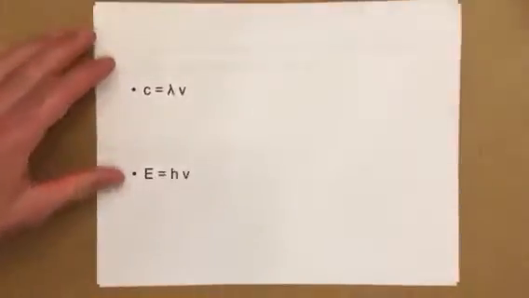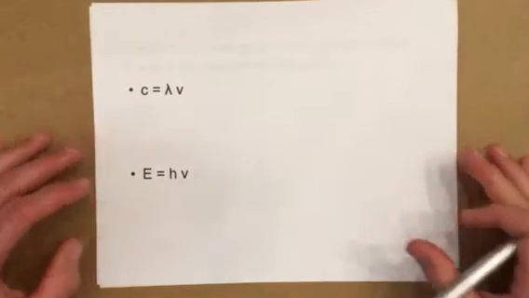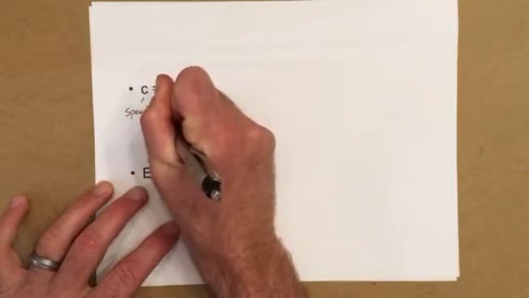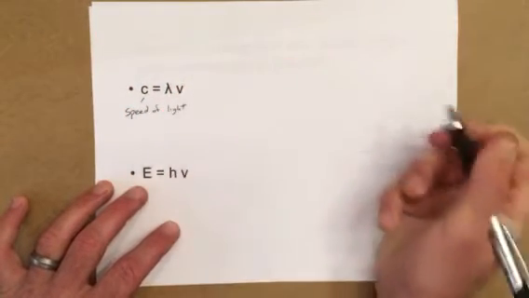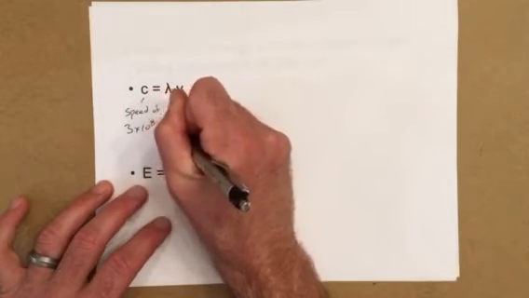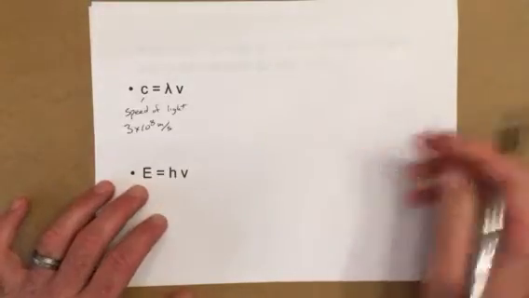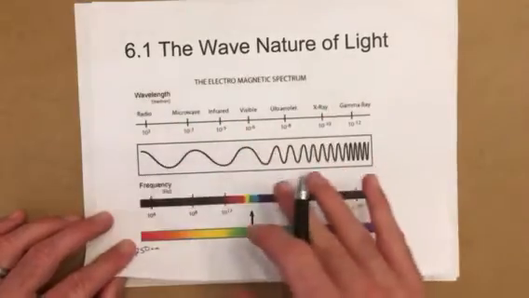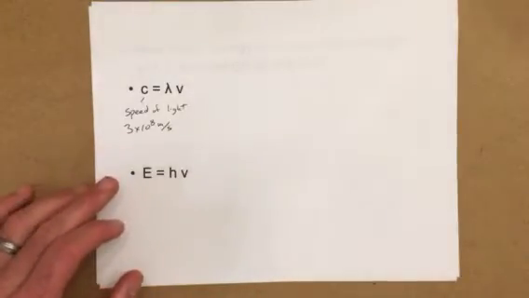So there's two really important equations in this section. The first one is c equals lambda times nu. In this equation, c stands for the speed of light, and the speed of light is a constant. It's 3 times 10 to the 8th meters per second. It's not just for visible light, but any of these waves, the radio waves, the microwaves, the X-rays, they all travel at that same speed, 3 times 10 to the 8th meters per second.